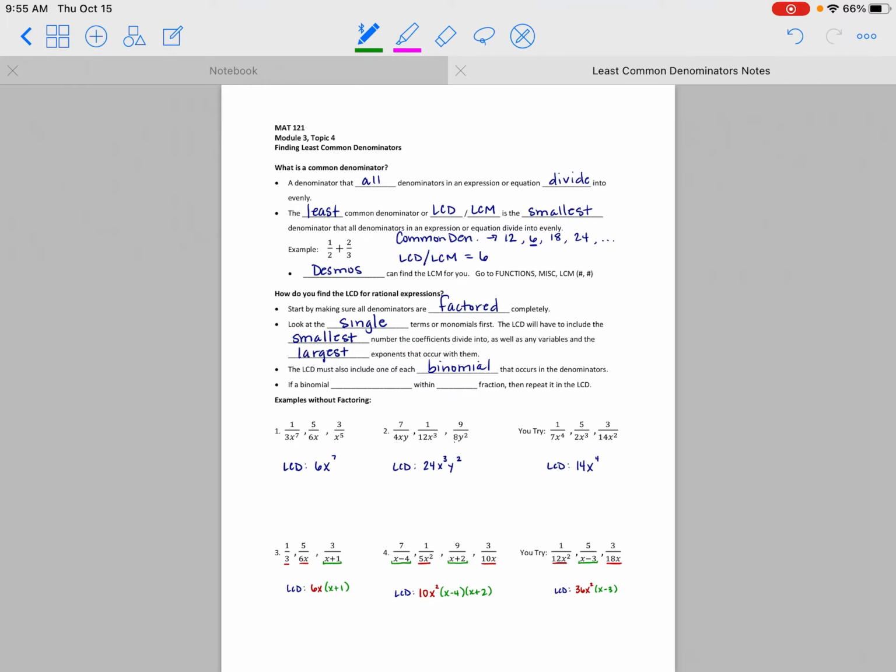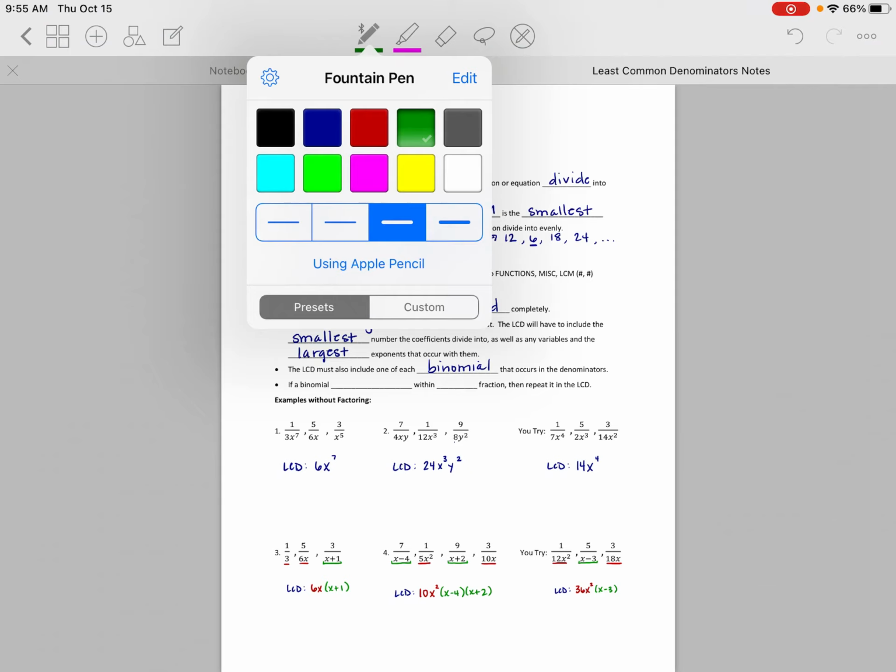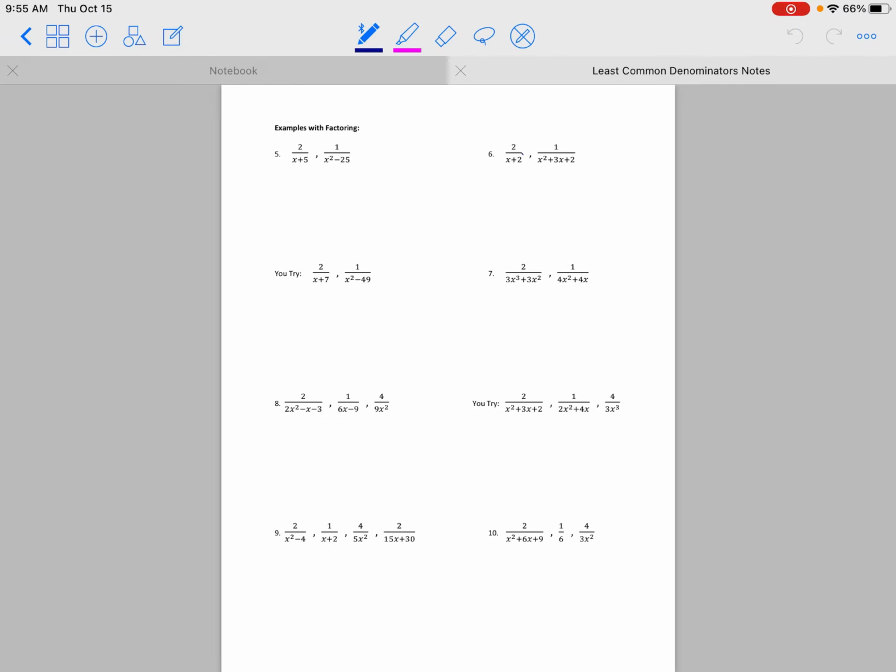Did I move? Okay, sorry. Sometimes I forget my eraser is on and I swipe to the next page and I mess stuff up.